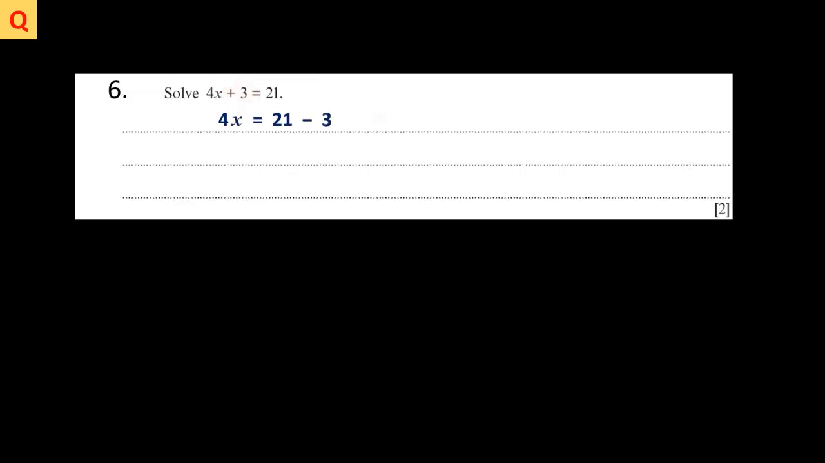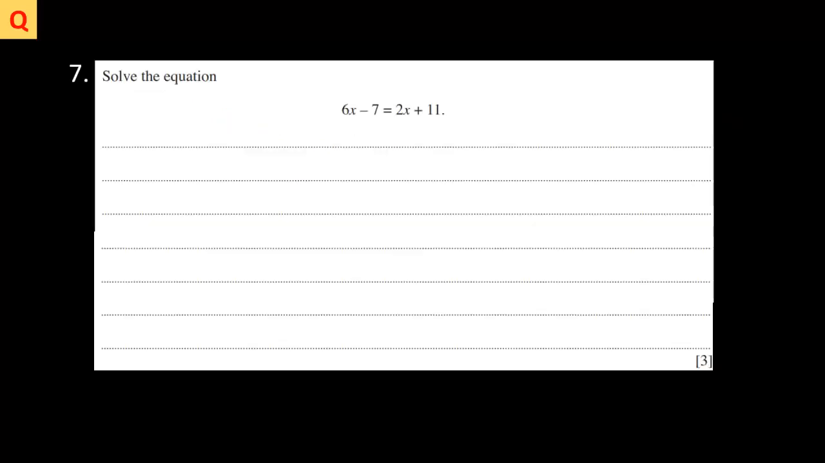21 minus 3, let's have a tidy up, 18. And again, we can write it like that. Okay. Now, what's getting in the way of x being on its own? We've got a 4. What's that 4 doing? It's multiplying. So it's going to divide on the other side. 18 divided by 4 is 4.5. Okay, so you can do it line by line, or you can do it that style there.